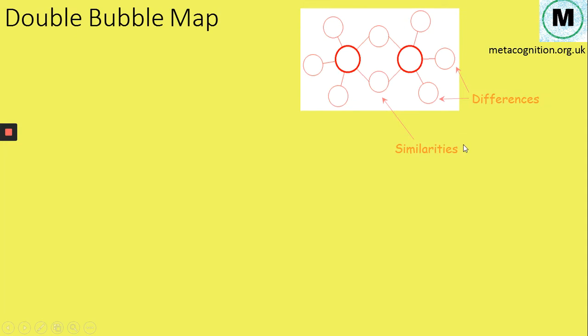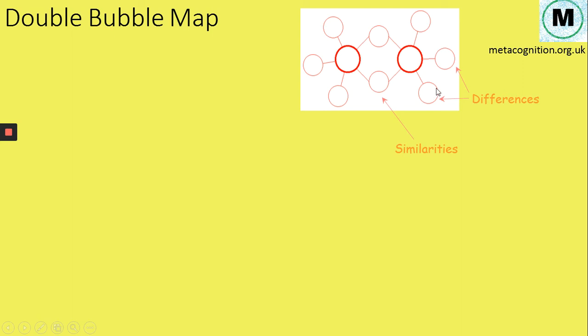Now, as mentioned, we have the double bubble map. So this is basically bringing a bubble map and a different bubble map together. And we can see from this template on the side here that, again, in the main circles, you're putting your topic or your idea. And the circles that link between them are things that are the same for both of them. And the things on the outside are the differences.